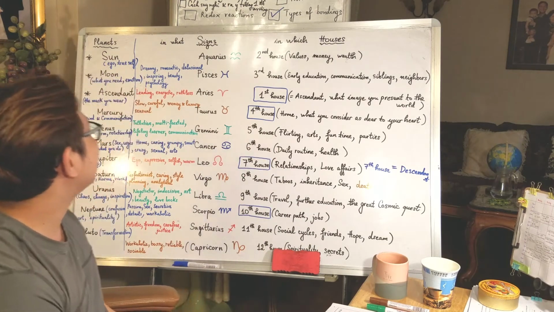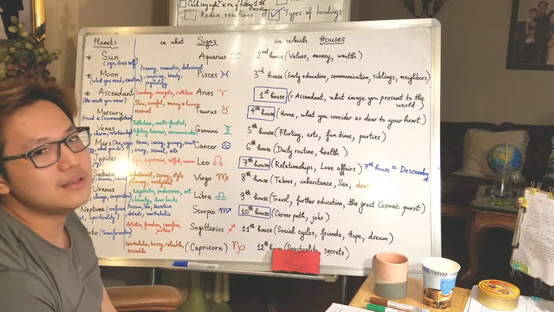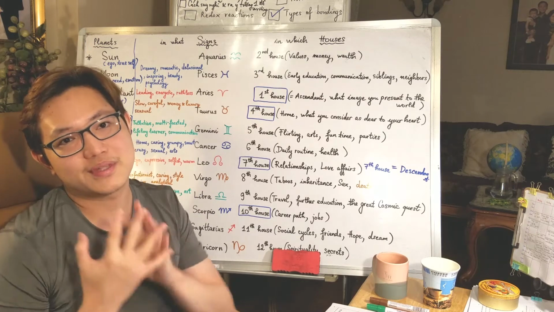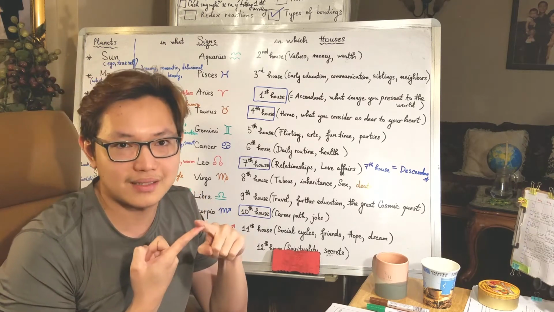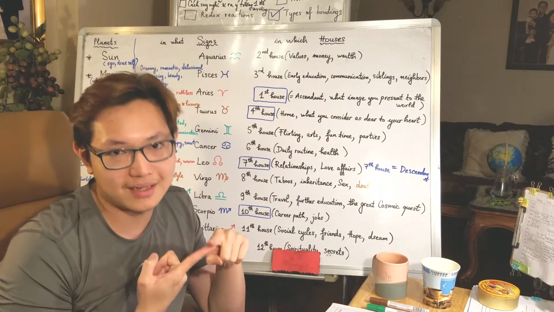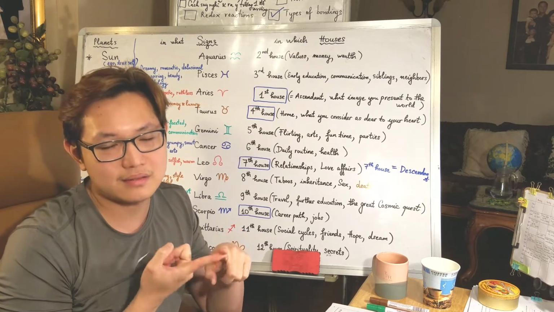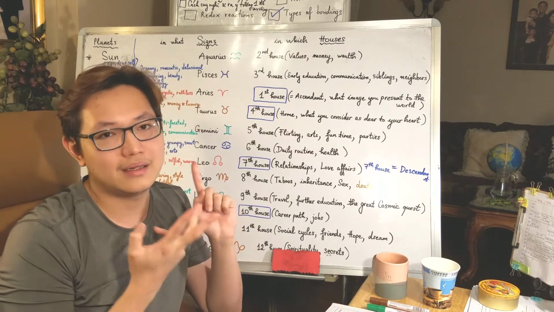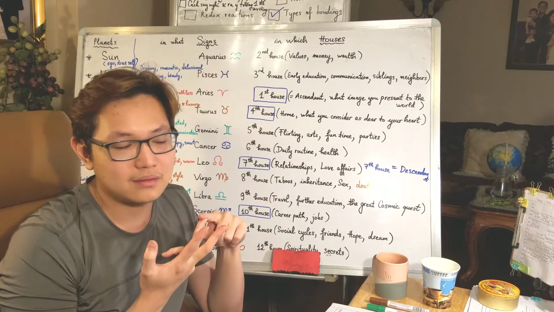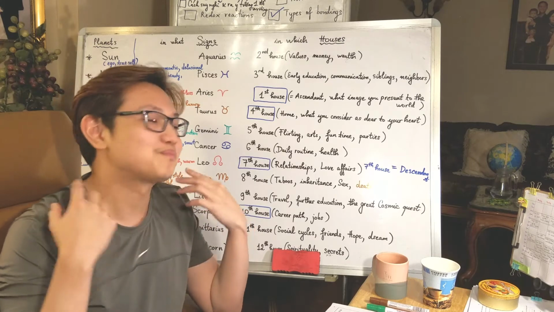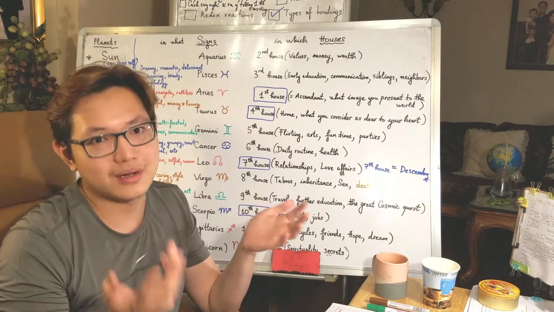Okay, so when you talk about astrology in the Western way, of course we talk about the birth chart. The birth chart is basically the combination of the planets, the signs they are in, and the houses the planets are in by the time you were born. So everyone has their own birth chart.